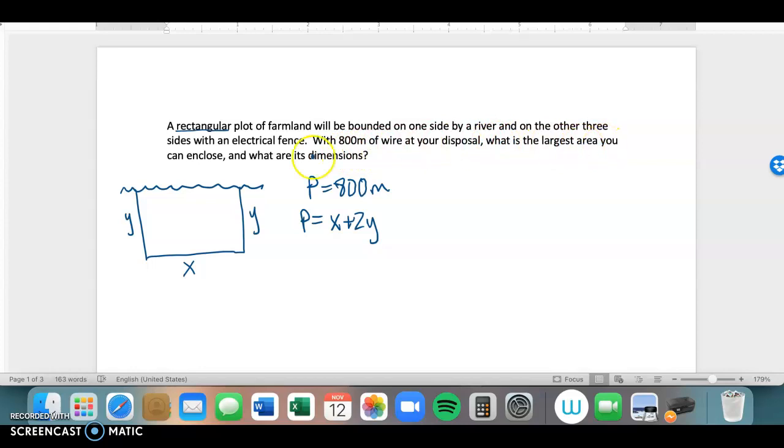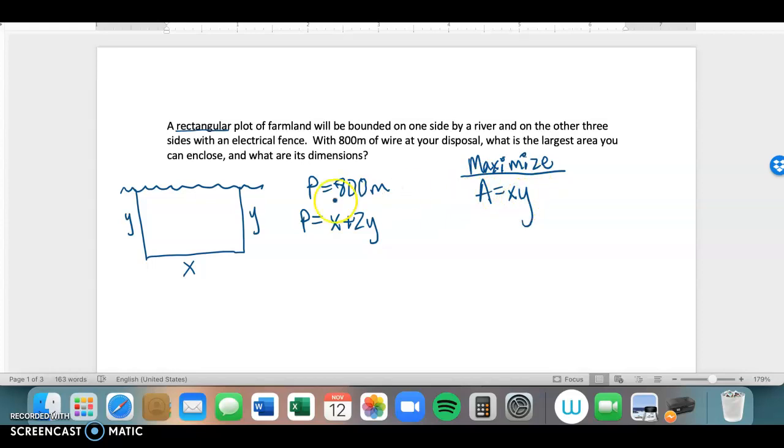It says, what is the largest area you can enclose, and what are its dimensions? So largest area. So area is what? x times y. And we are trying to maximize this formula. So you want to be able to write down which formula it is you're maximizing. Usually the formula that you're maximizing has a variable that's not going to change, like this A for area, and then two other variables, maybe sometimes one.